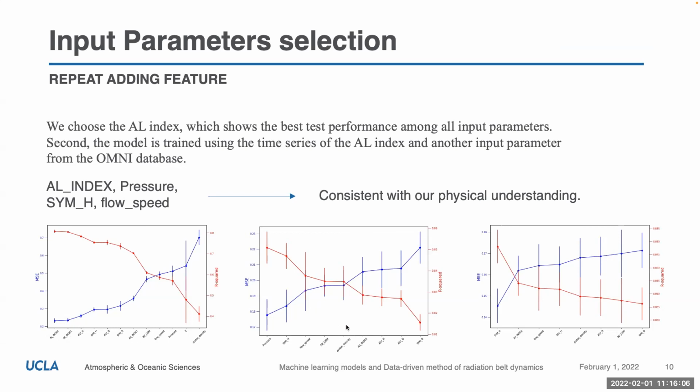Then we repeat this process. The model is trained using the time series of AL and another input parameter from the Omni database. And then we keep repeating this process until the performance stops increasing. In this 235 keV channel, the first one is AL, and then AL and the pressure, and then AL, pressure and CMH, and finally these 4 input parameters are selected for the machine learning models. The input parameters we select are also consistent with our physical understanding, because, as I described in previous slides, we already know the solar wind parameters can drive the radiation belt dynamics. And after we finished all the channels from different energy, we found that basically all the models' resulting input parameters are the same, including solar wind parameters and CMH and AL or AE index for the geomagnetic index.